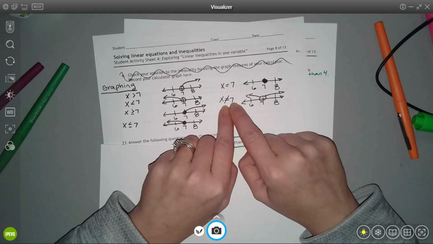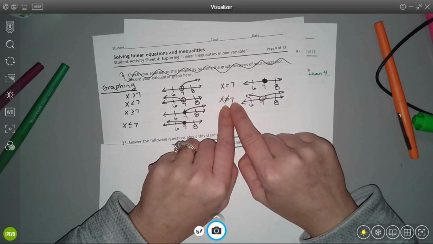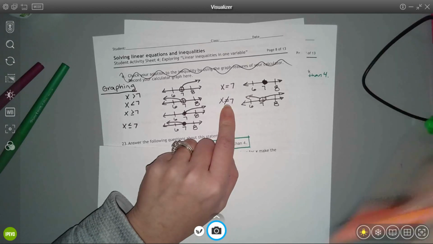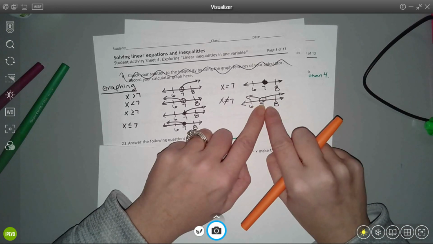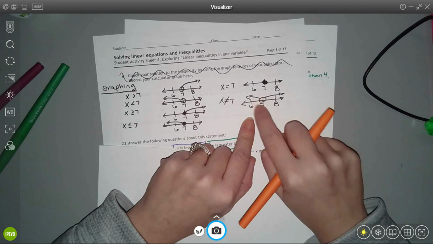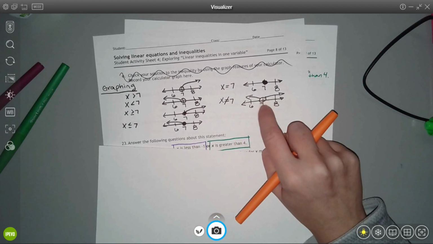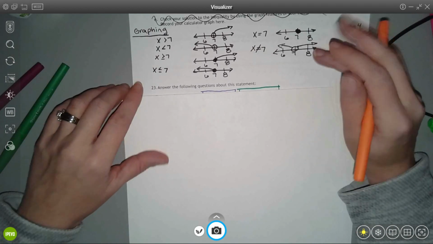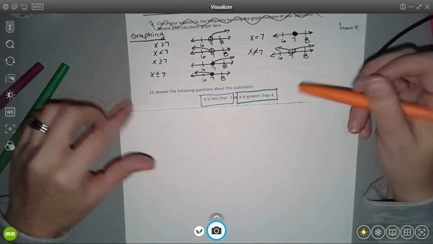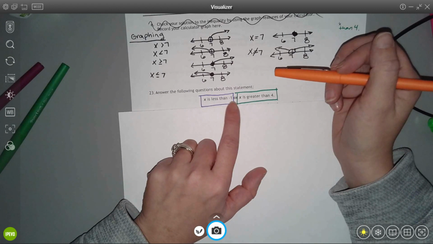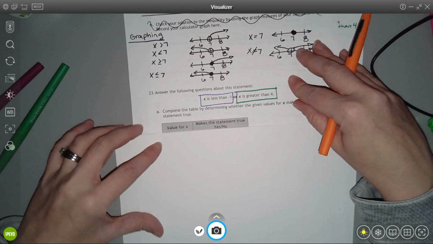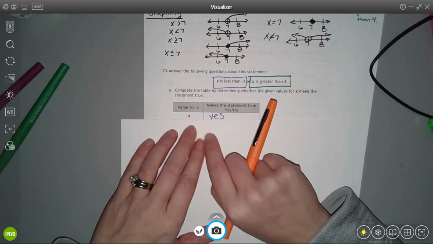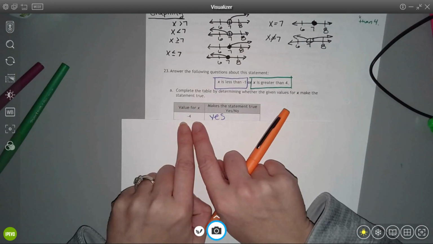This one means that x cannot equal 7, meaning it can be any other number except 7. So we're going to show it can be bigger, it can be smaller, but we're going to put an open circle to say it cannot be the number 7. So question 23, they want us to answer the questions. X is less than -1 or X is greater than 4, okay? They want us to complete this table. They're asking, can X be -4?